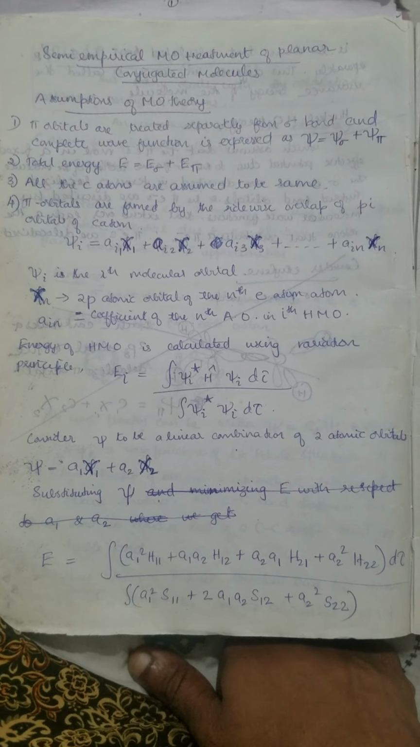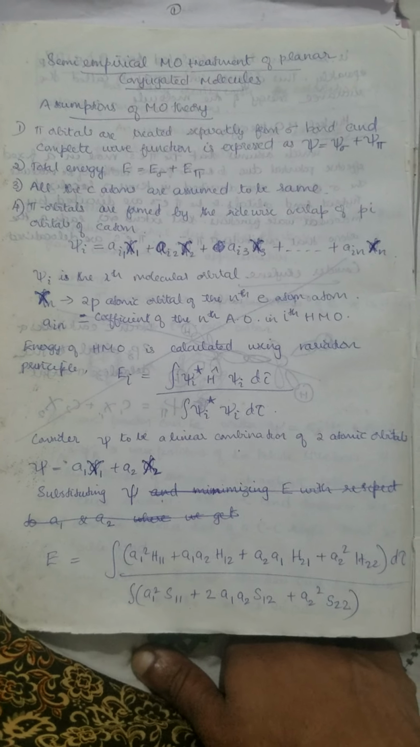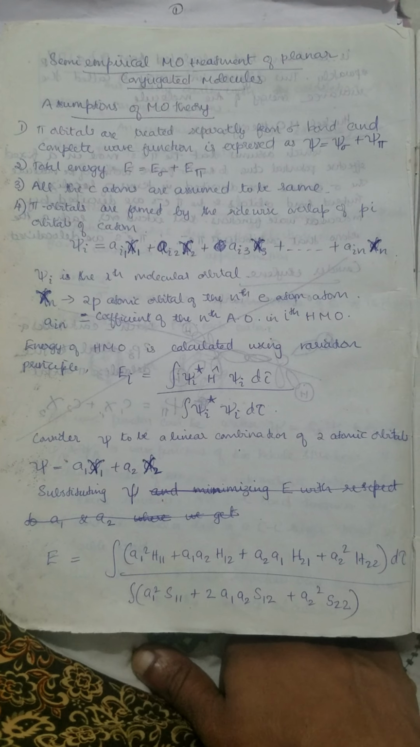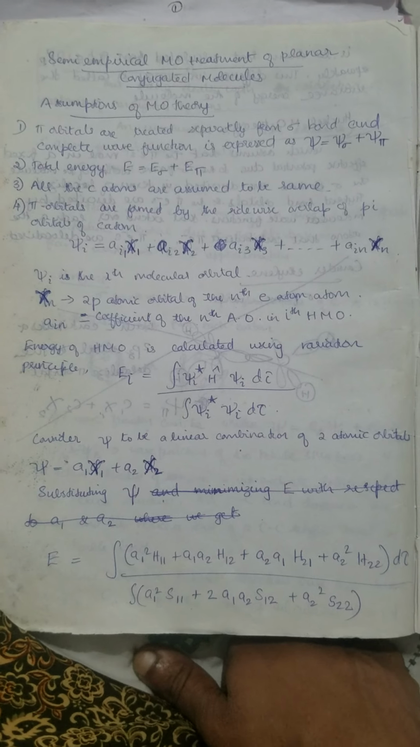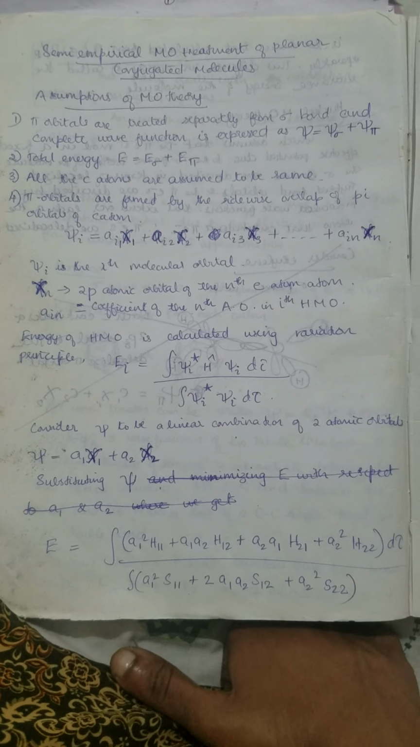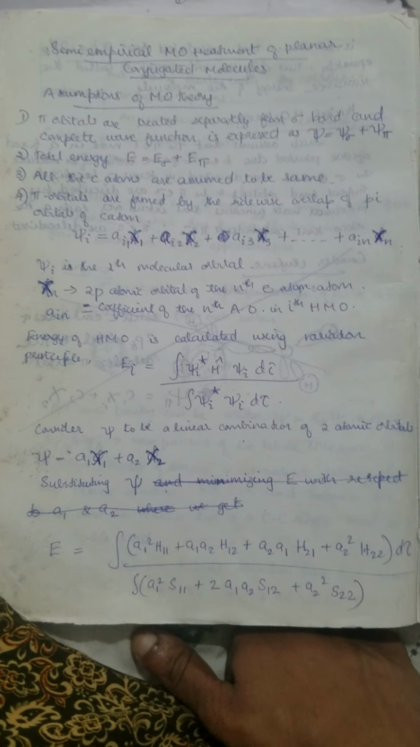We take some examples. For example, first we will take a simpler example, ethylene. Then we will take butadiene. If we do any one, we can do the others also. So ethylene first, then we'll take the allyl system, then butadiene, then finally the benzene ring. Okay.